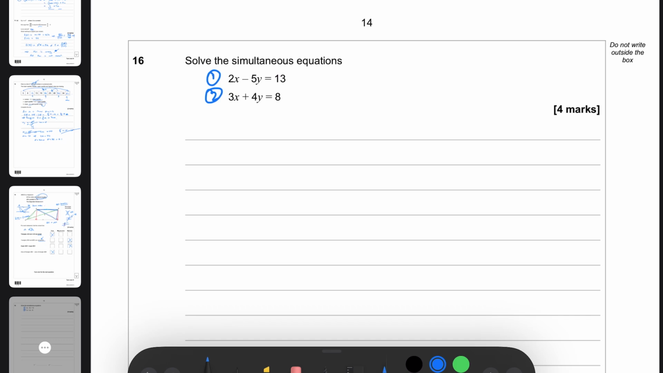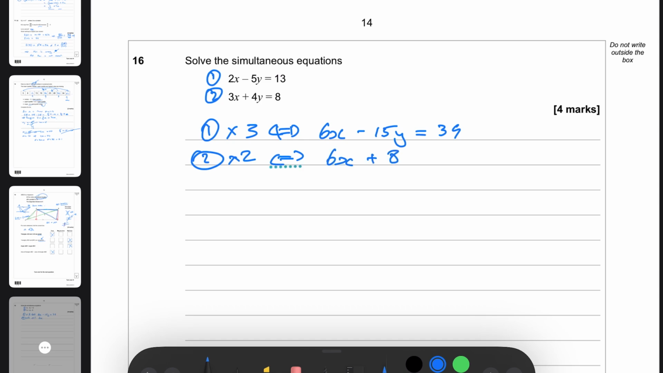What we are going to do this time is multiply 1 by 3, which is going to give us 6x minus 15y equal to 39, and we're going to multiply 2 by 2, and this is going to give us 6x plus 8y equal to 16. Right, so call this 3 and 4.